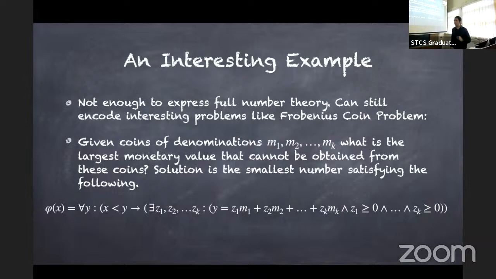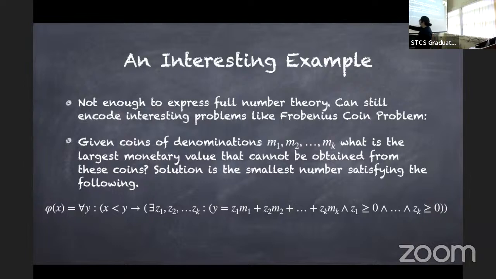Sorry, but don't you need some condition on x? Don't you need to say that x cannot be obtained from the coins? That's why I'm saying smallest number. If I say x cannot be obtained, I don't even have to put this constant. Then there will be a unique solution; there is exactly one number that will satisfy this problem. That is the largest number that cannot be obtained, right?